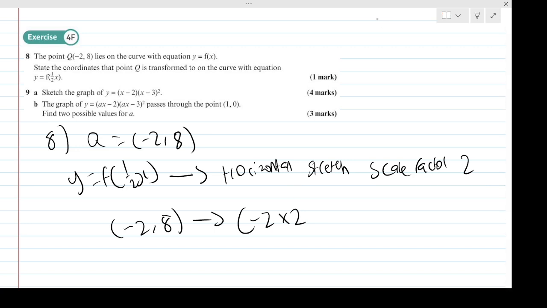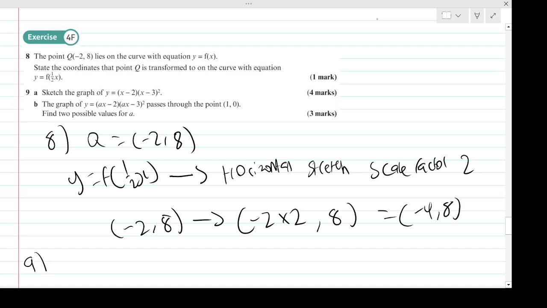And so the x value is being multiplied by 2, so I have to multiply the minus 2, which is the x coordinate, by 2, the scale factor. And the y coordinate will remain at 8, because there's nothing going on outside the function itself. So the y value will remain unchanged. So we can simplify that then to minus 4, 8, and that is your transformed point.